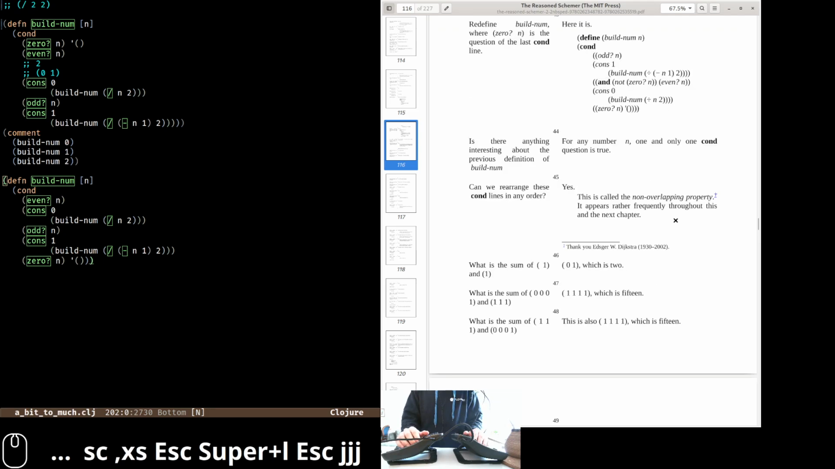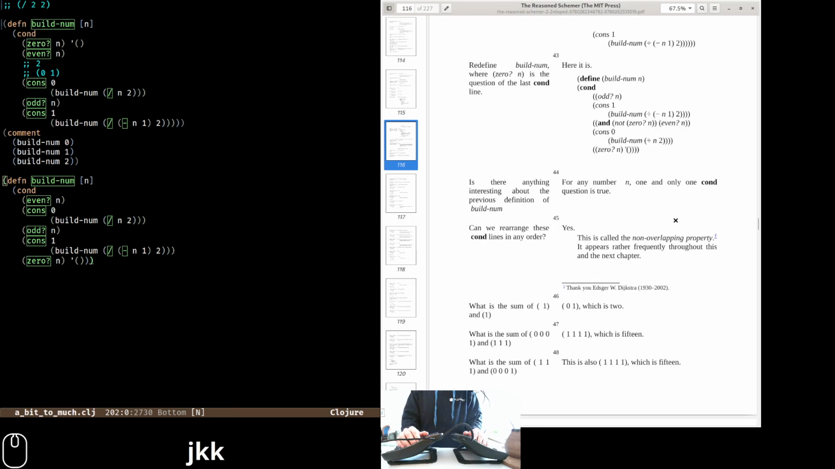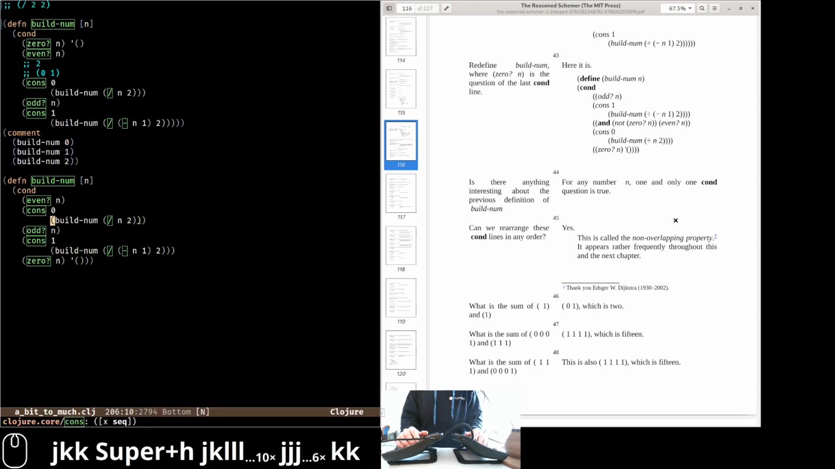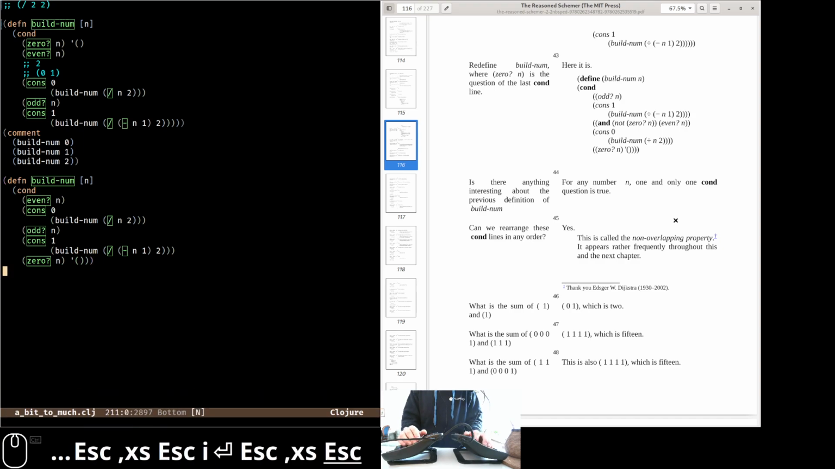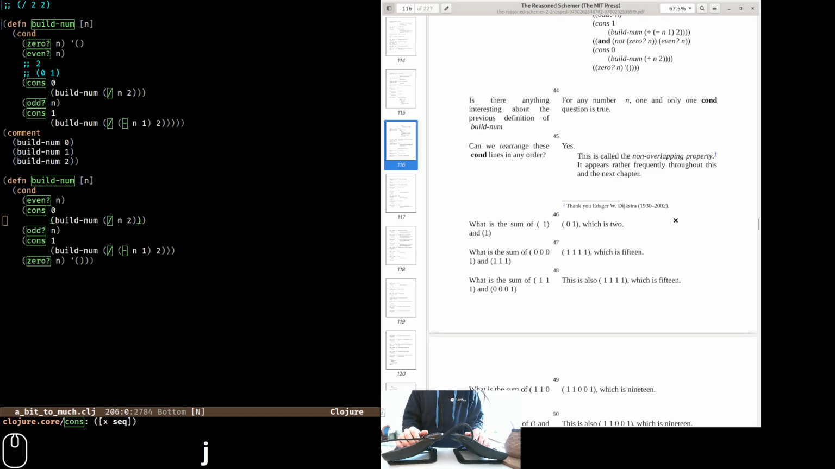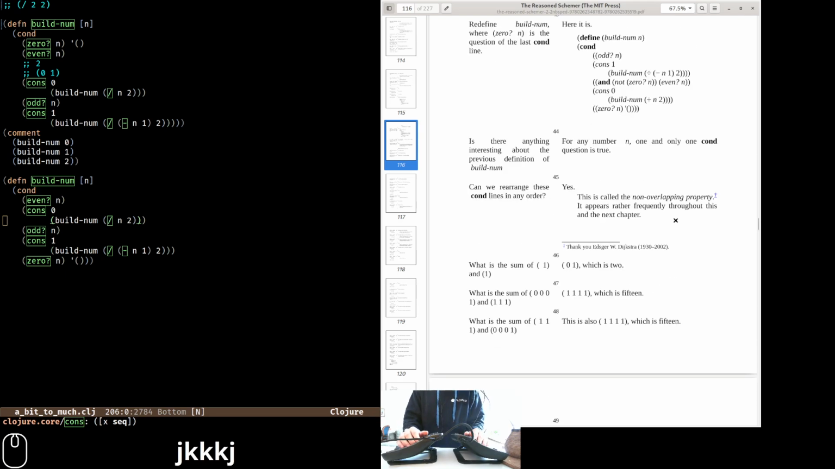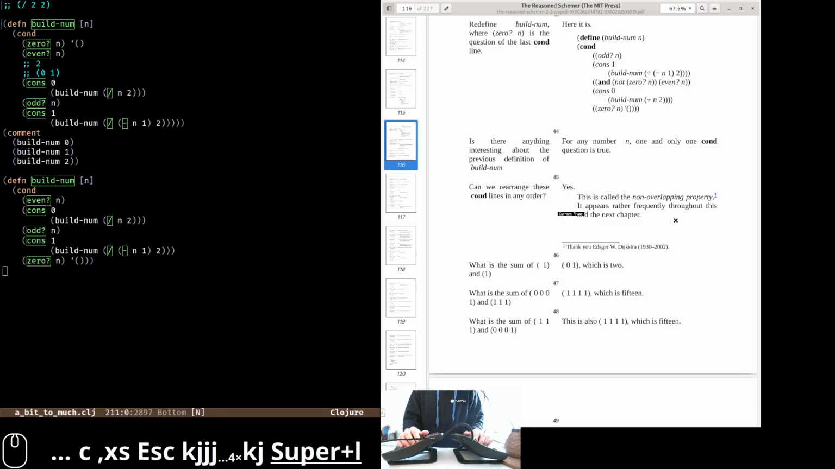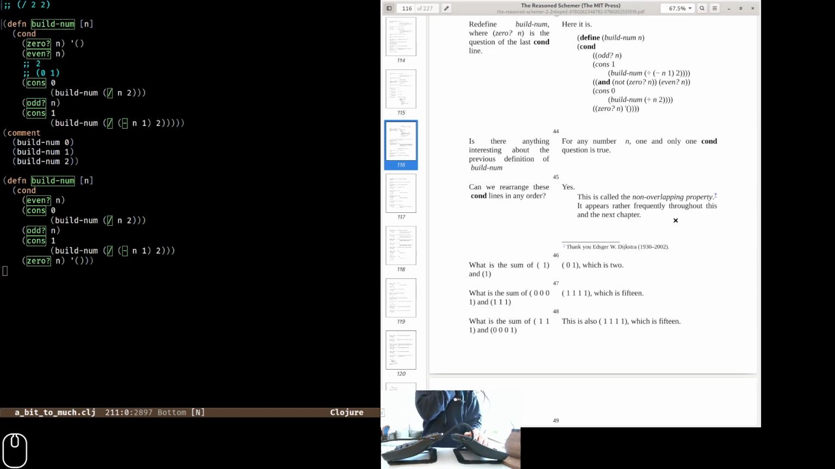Is there anything interesting about the previous definition of build num? Only one cond question is true. There's only one cond question true. Is it even, odd, or 0? Yeah, it's true. So the ordering doesn't matter. Can we rearrange the lines? Yes, this is called the non-overlapping property. Thank you to Dijkstra. Okay, I guess this is when you have a disjunction where nothing is overlapping. It appears rather frequently throughout this and the next chapter.